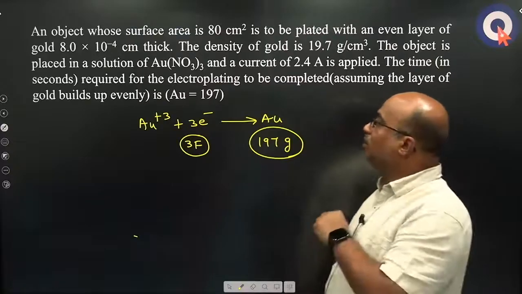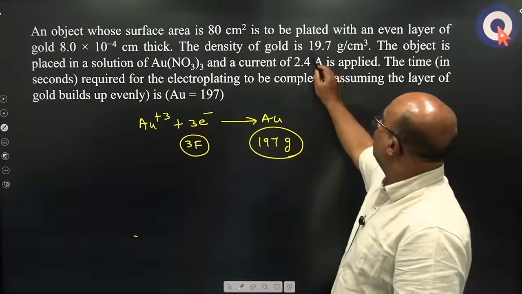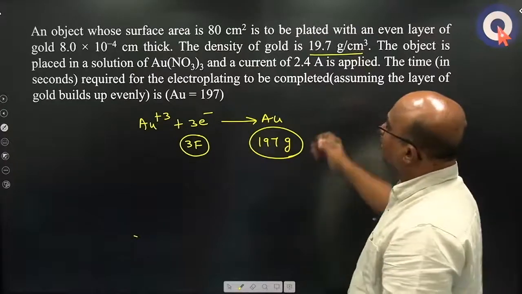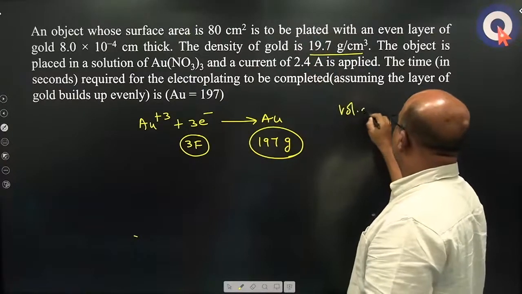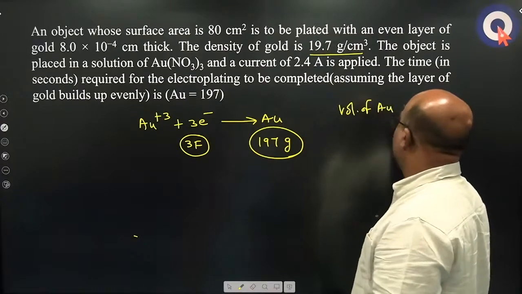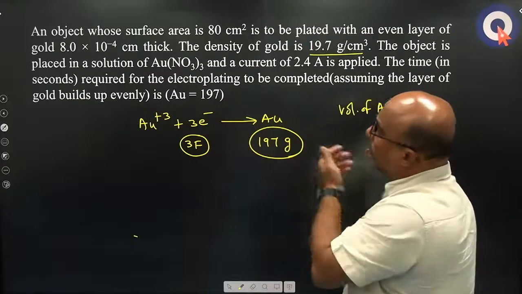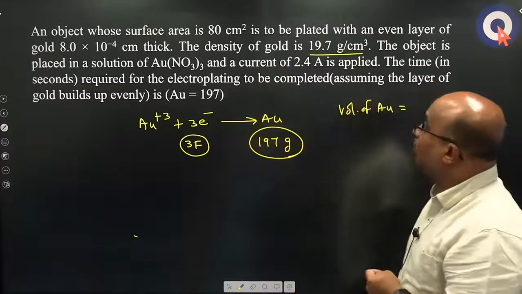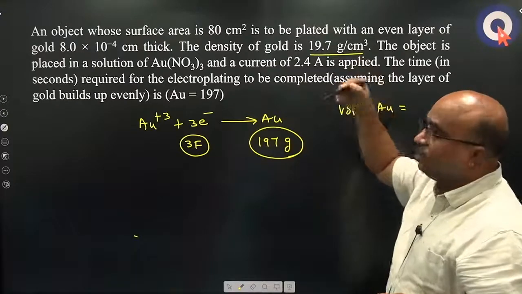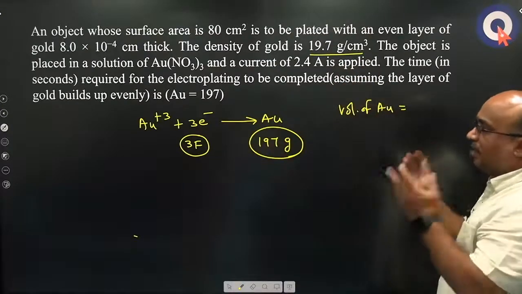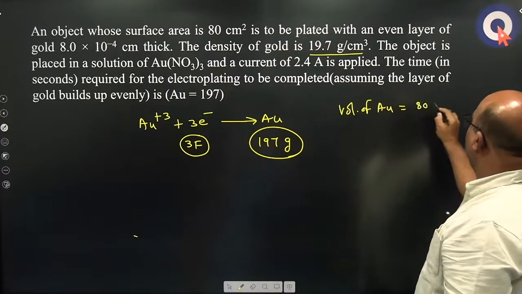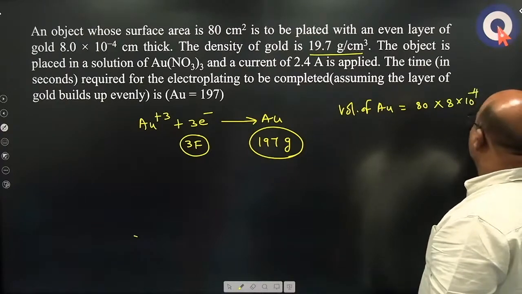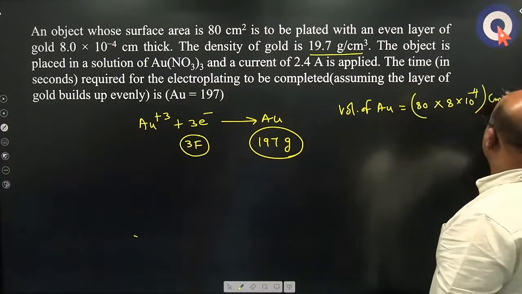Now what we require is the density of gold, which is given. So how much volume of gold did we coat? The volume of gold we coat is nothing but the volume of the layer on the metal object's surface. That is the surface area into thickness, area into height. So that is 80 cm² into 8 into 10 to the power of minus 4 cm, which gives the total in cm³.